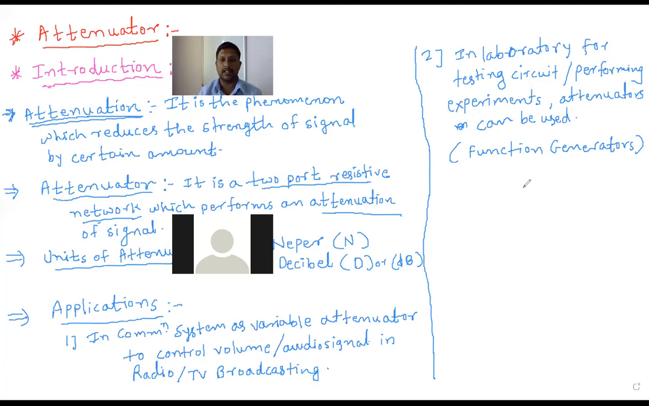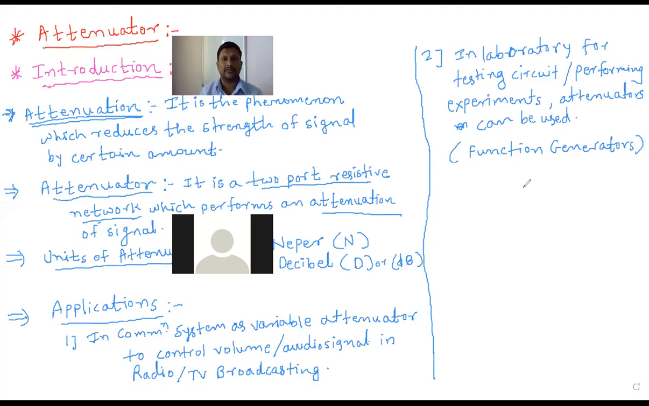One is in television broadcasting, radio broadcasting, to control the volume of audio signals; attenuators may be used in FM or previously in amplitude modulation. And in our lab also, there are function generators. In that, attenuation is there. So if you are pressing 60 dB, 40 dB, that much amount gets reduced by level. So these two are the important applications we use in daily life.